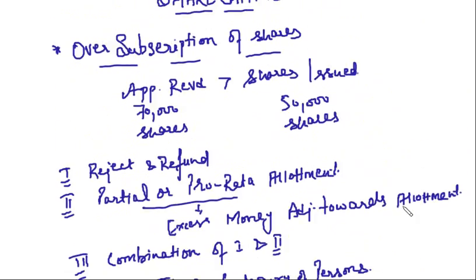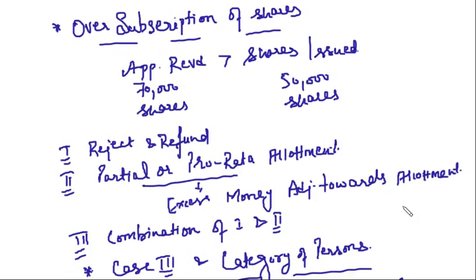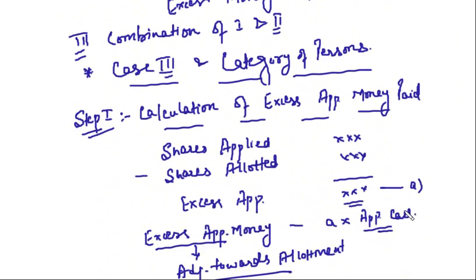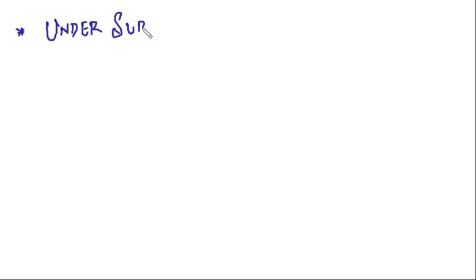So this is all about oversubscription of shares in short. Clear? We have done everything in detail in the previous lectures. This was just a nutshell of everything. Now, our next topic, after oversubscription, is undersubscription.